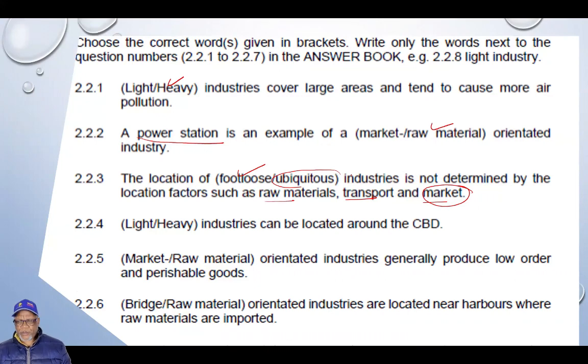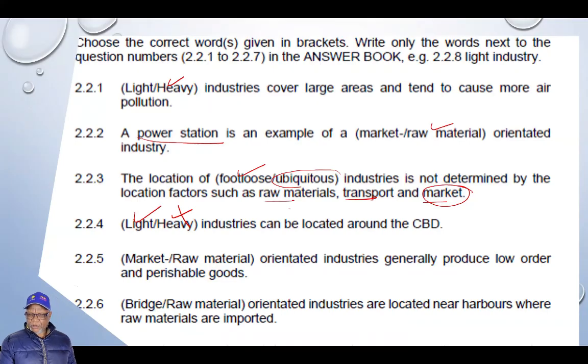Industry that is not influenced by anything, raw material, transport, or market. Then, light industry or heavy industries can be located around the CBD. It cannot be heavy industry because heavy industries are located far from the CBD. So this one is incorrect. The correct one is the light industry.